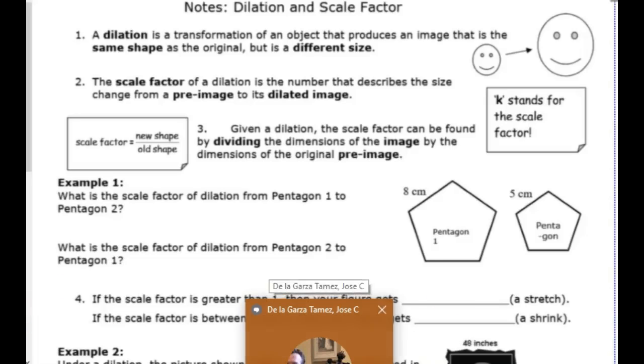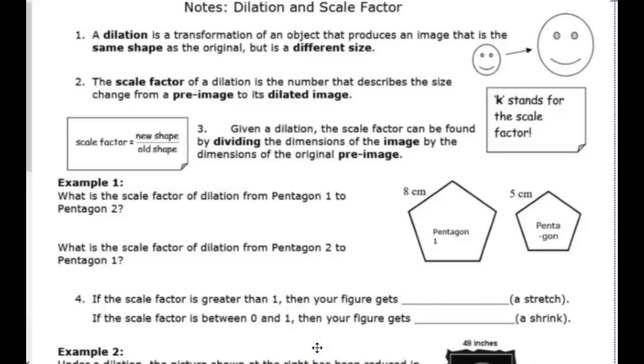All right, so notes: dilation and scale factor. Now, a dilation is a transformation of an object that produces an image that is the same shape as the original, but is a different size. This should sound exactly like when we did similarity. They're similar figures: same shape, different size.